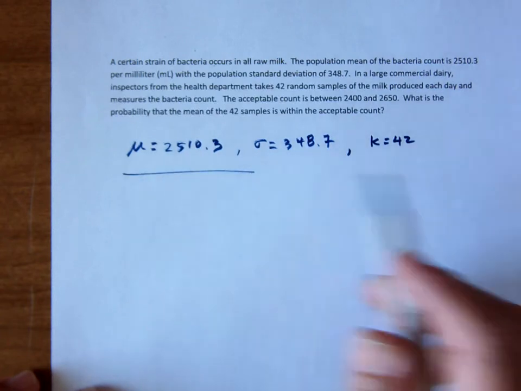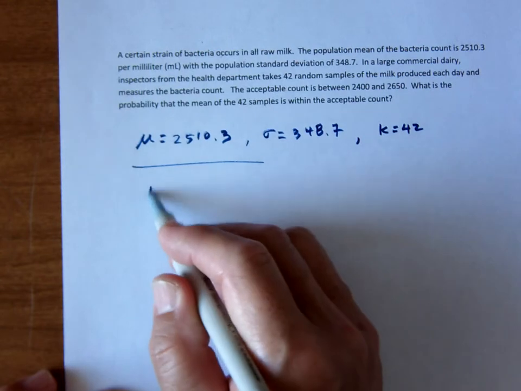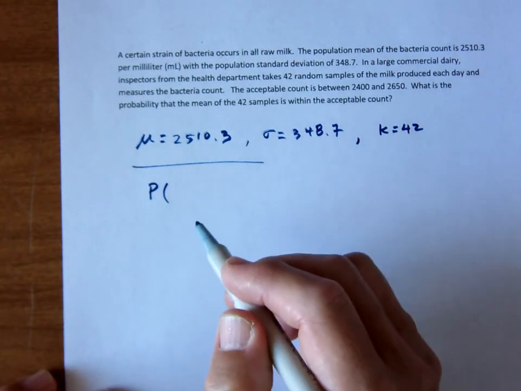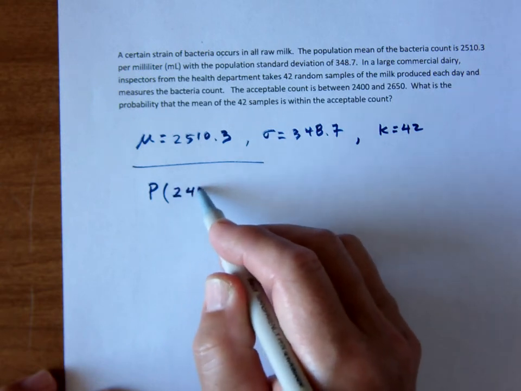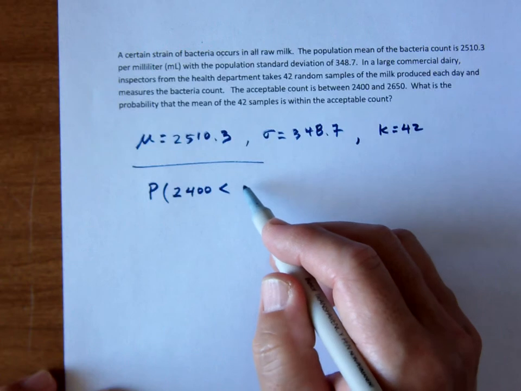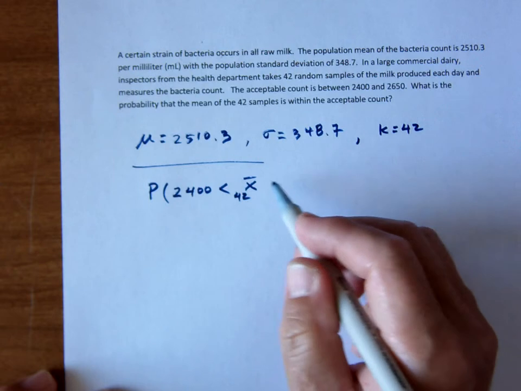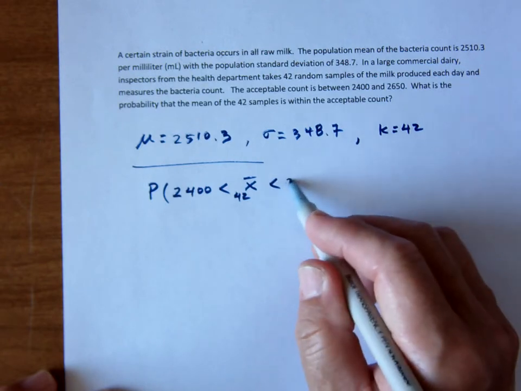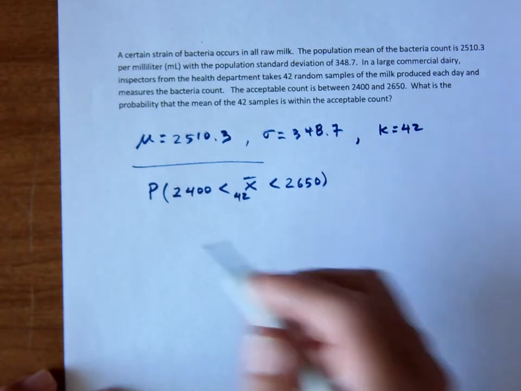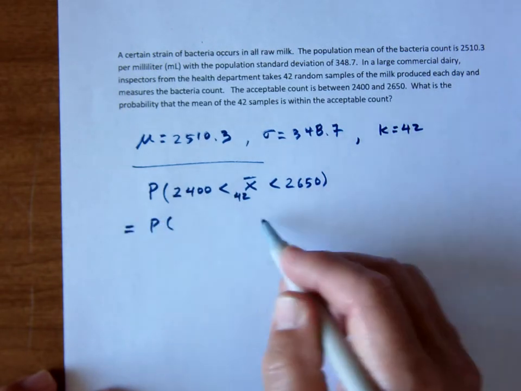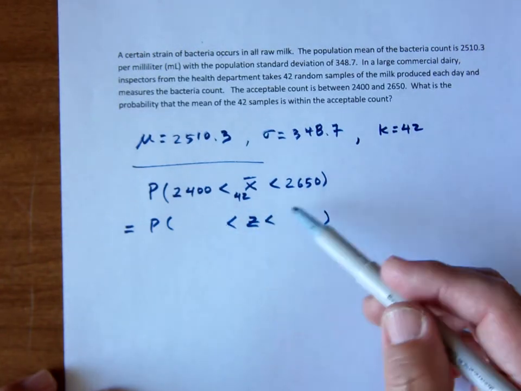Alright, so let's go. This problem can be rewritten in mathematical form as, what is the probability P that the mean of 42, the low end is 2400, and I use the notation mean of 42 samples is between 2400 and 2650. Alright, so that's the problem in question. And what we need to do is convert these to our z values. Okay, and it's pretty much a similar computation.